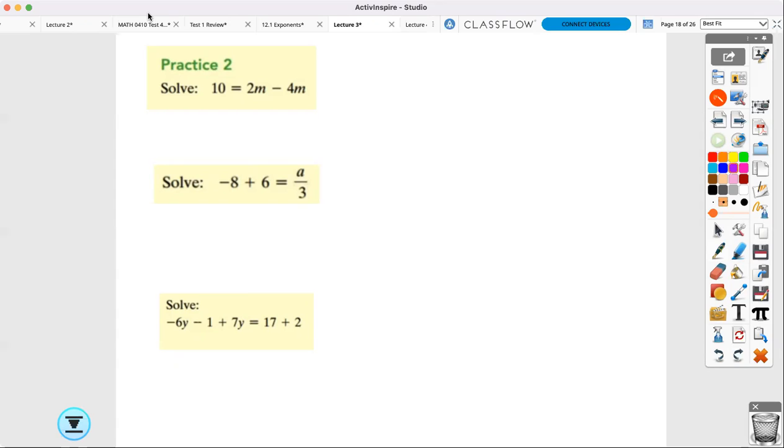All right, guys, go ahead and type your solution into the chat for the first one. Don't forget, it has to start with m equals.